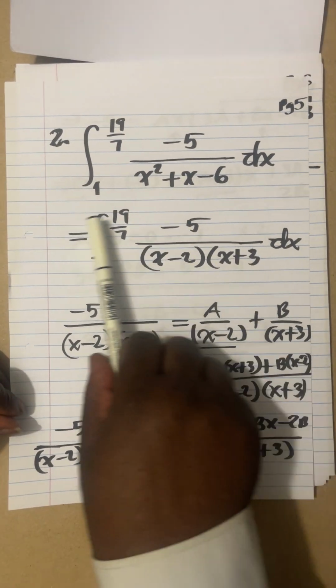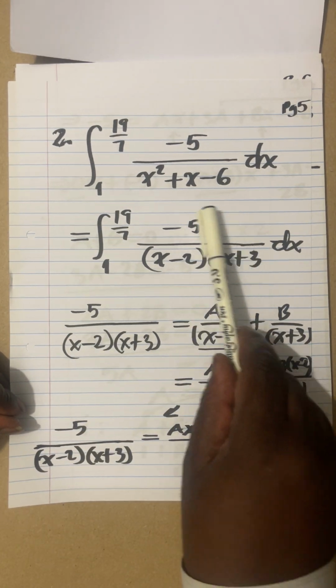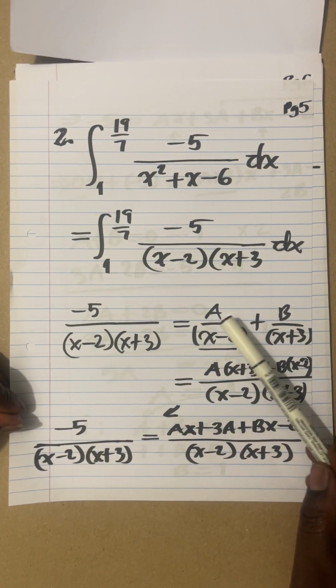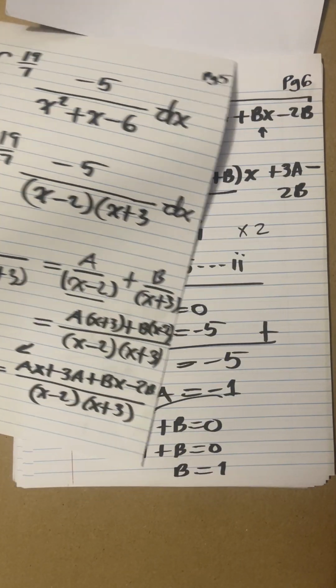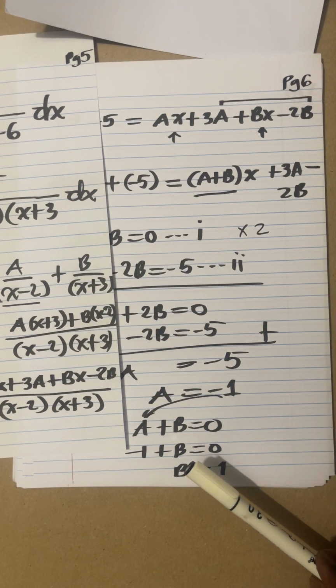So that means this integral here can be changed. Instead of having this, I'm going to have minus 1 over x minus 2 plus 1 over x plus 3. Because b is 1 and a is minus 1.